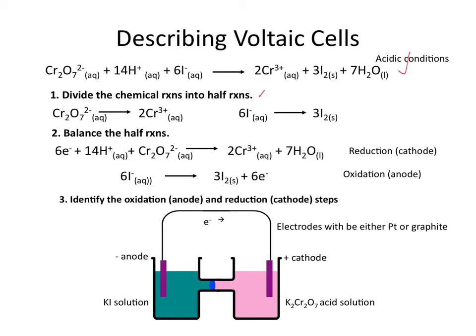We're going to balance the half reactions according to the rules. In this case, it's going to be acidic conditions, and we're going to go ahead and balance these half reactions. Once we've done the balancing of the half reactions and we know how many electrons and how many hydrogens and oxygens and all that good stuff that we're supposed to have, we're then going to describe what's happening on each side.